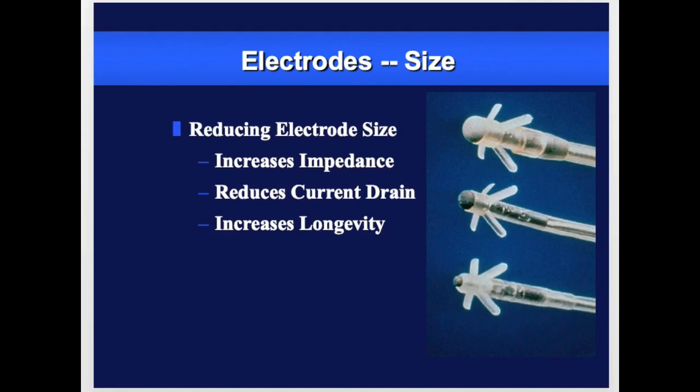Pacing impedance is the resistance to current flow from which the pulse generated to myocardial tissue. Pacing impedance is inversely proportional to current drain. With higher pacing impedance, there is a reduction in battery current drain. This ultimately translates into increased battery longevity.